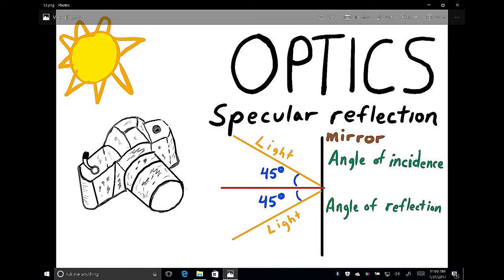All right, so as we talk about specular reflection, we need to keep in mind the law of reflection. The law of reflection says that the angle of incidence of light will equal the angle of reflection when that light hits a hard, flat surface, such as a mirror. So in this example, we see light coming in at 45 degrees, and then when it bounces off of the mirror, it's going back out at 45 degrees. So again, the law of reflection says angle of incidence equals angle of reflection.